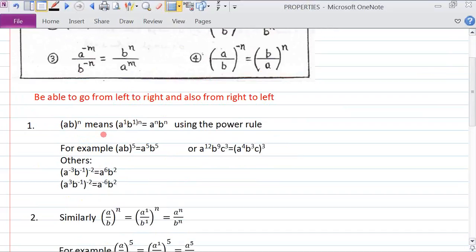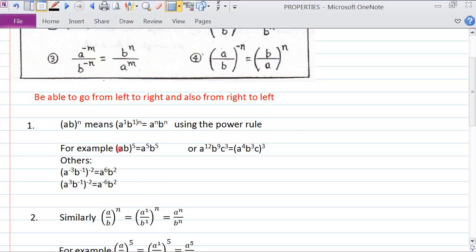ab to the nth power really means a to the 1, b to the 1, and I'm sorry, this should be a full bracket here, raised to the nth power. So when I multiply the 1 times the n, I get n. I multiply this 1 times the n, I get the n. So we're using the power rule here.